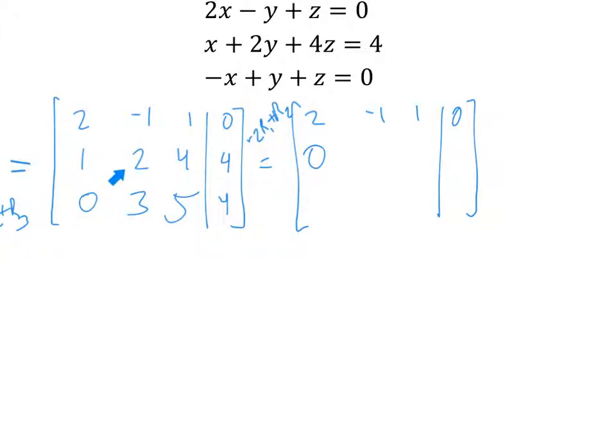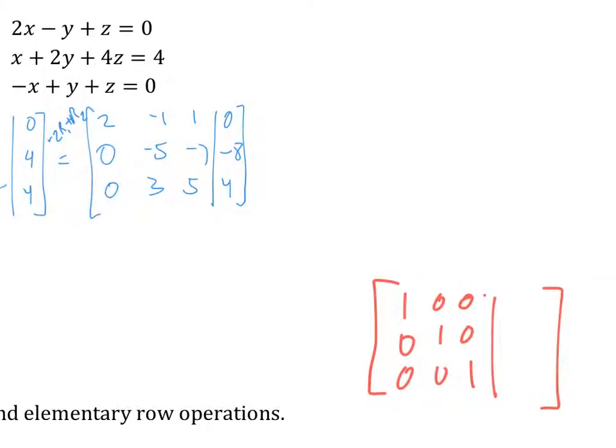-2 times 2 is -4. -4 plus -1 is -5. -2 times this is -8. -8 plus 1 is -7. -2 times this is -8 plus 0 is -8. And I'm going to copy down the next row. So you see I kind of did 2 steps at once there. We added a multiple of a row that way. Okay, and all right, let's keep going.